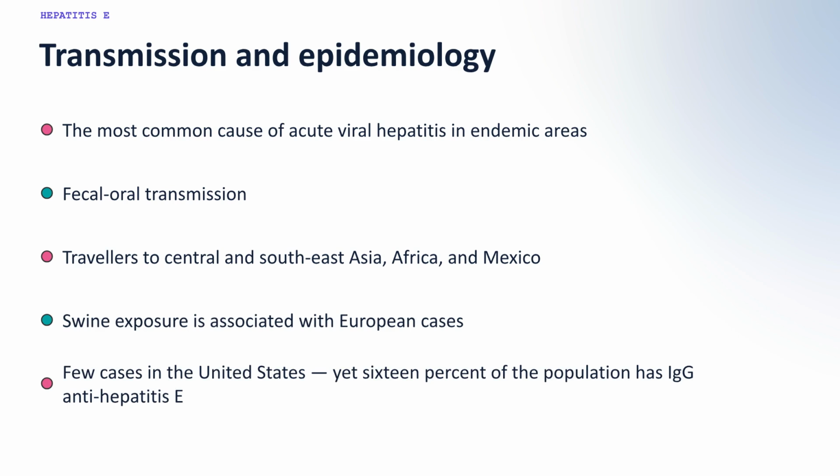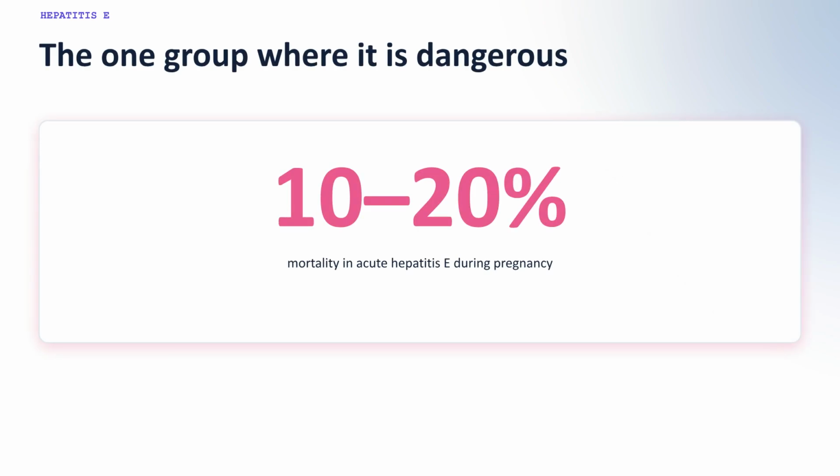There are few recognized cases in the United States, yet about 16% of the population carries immunoglobulin G anti-hepatitis E, so exposure is far more common than diagnosis. Hepatitis E is often asymptomatic, but in pregnancy mortality from acute hepatitis E runs 10 to 20%. That single fact is why the virus matters clinically.